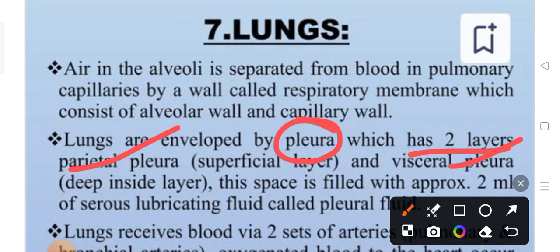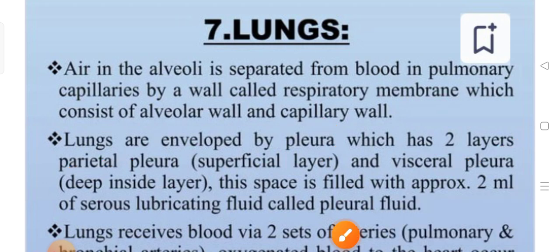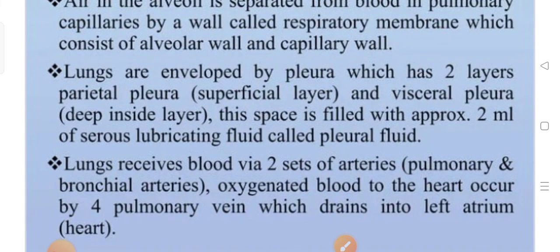This space is filled with approximately 2 ml of serous lubricating fluid called pleural fluid. Lungs receive blood via two sets of arteries: the pulmonary artery and bronchial arteries. Oxygenated blood returns to the heart by four pulmonary veins, which drain into the left atrium of the heart.